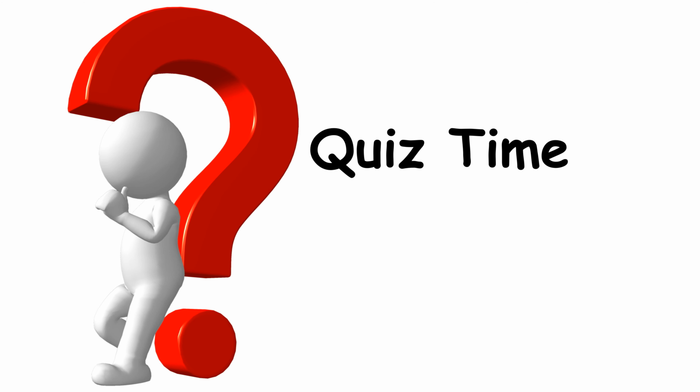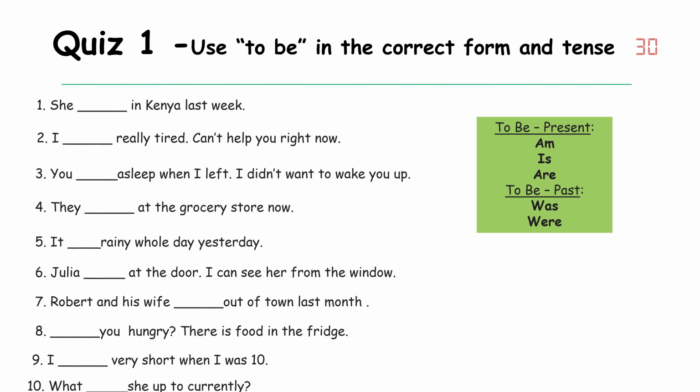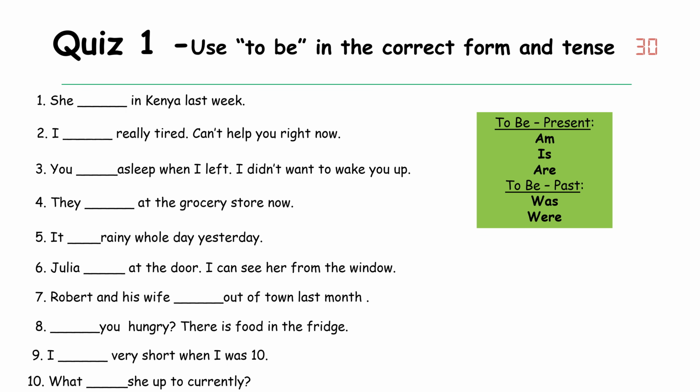Quiz time. For quiz 1, I would like you to fill in the blank spaces using to be in the correct form and tense. Now you have 30 seconds to prepare your answers. After 30 seconds, I'll show the correct answers so that you can cross-check.